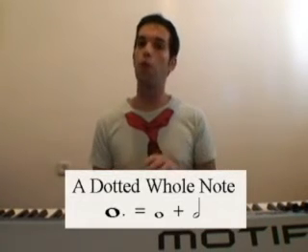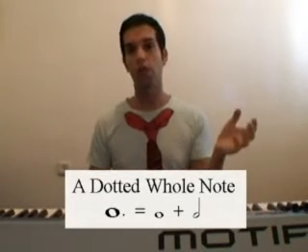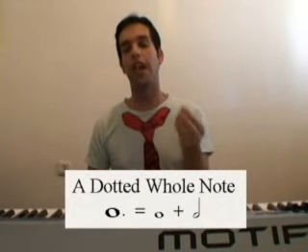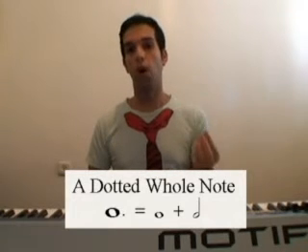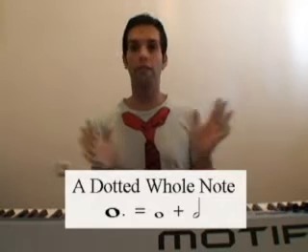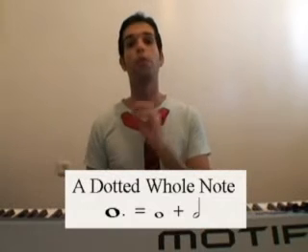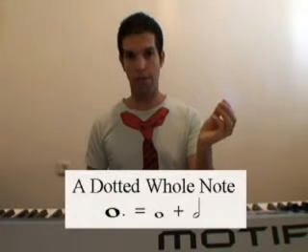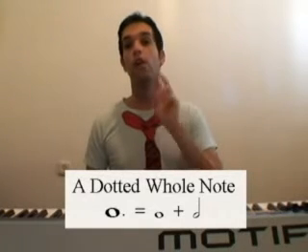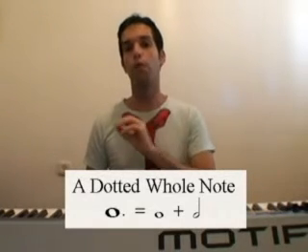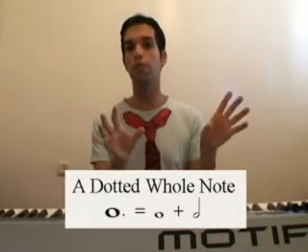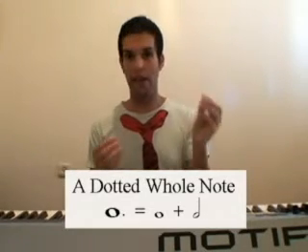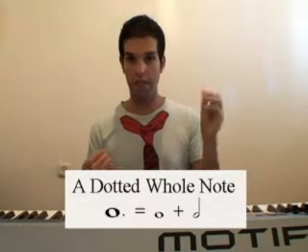So let's start. In the previous lessons we've learned that when we add a dot after a note, we add half as much again to the basic note duration. Let's take the whole note, for example. A whole note is worth 4 beats. We add a dot after the note and we have to add 2 more beats, because half of 4 is 2. 4 plus 2 is 6. So a dotted whole note is worth 6 beats.